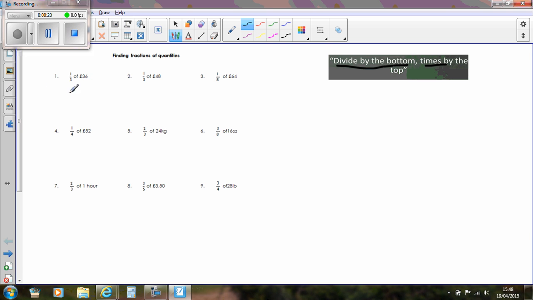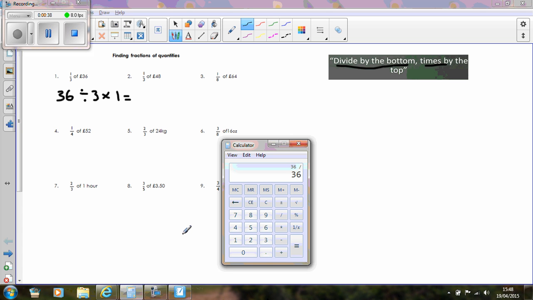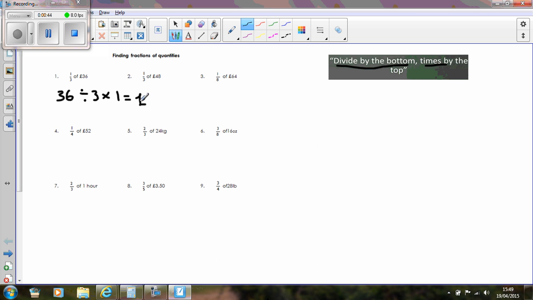So what we do is 36, which is the amount. We divide that by the bottom of the fraction, which is 3, and then we times by 1, which is the top of the fraction. If we use our calculator, 36 divided by 3 times by 1 is 12. And because it's in pounds, the answer is £12.